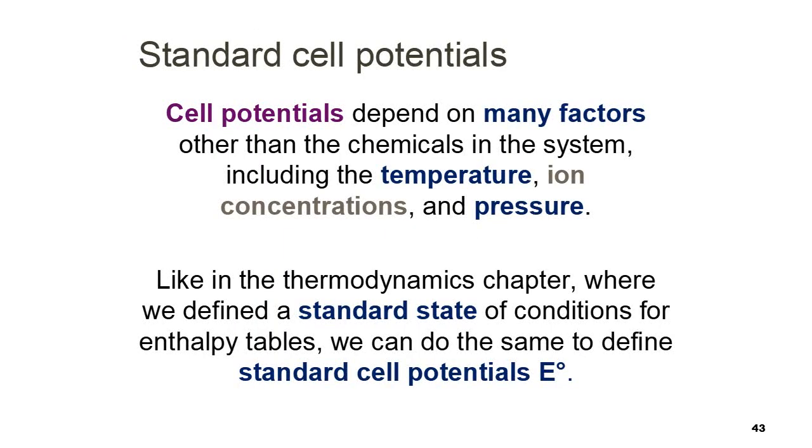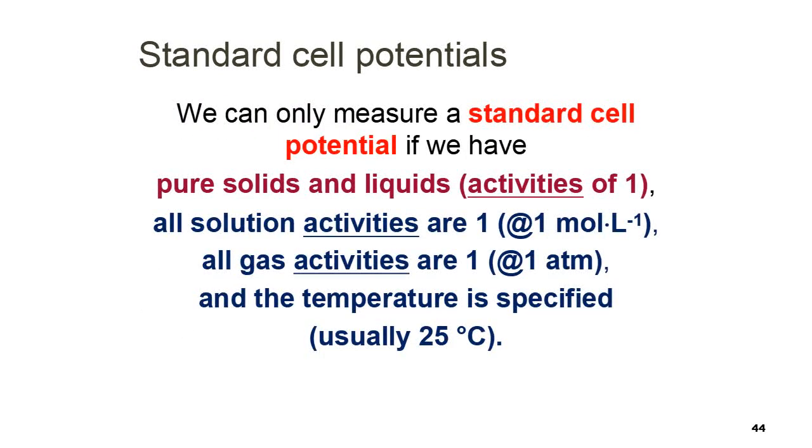But how can we define standard cell potentials? Cell potentials depend on many factors other than the chemicals in the system, including the temperature, ion concentrations, and pressure. We can only measure a standard cell potential if we have pure solids and liquids. All solution activities are at 1 mole per liter. All gas activities are at 1 atmosphere, and the temperature is specified, usually at 25 degrees Celsius.